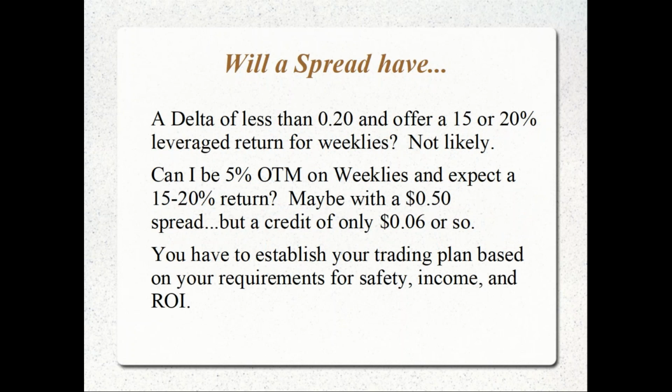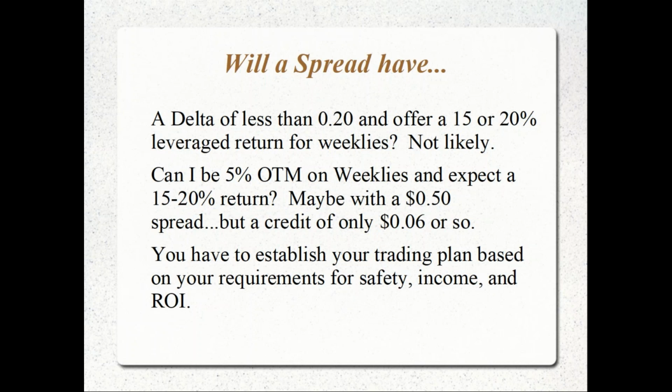You shouldn't have the expectation of seeing a 20% yield with that low of a delta and that high of a probability. Can you go 5% out of the money on weeklies and expect a 15 to 20% return? Well, maybe on the 50-cent spread, but a credit of only 6 cents or so. And that position probably has a much higher volatility, which is something that we probably want to avoid.